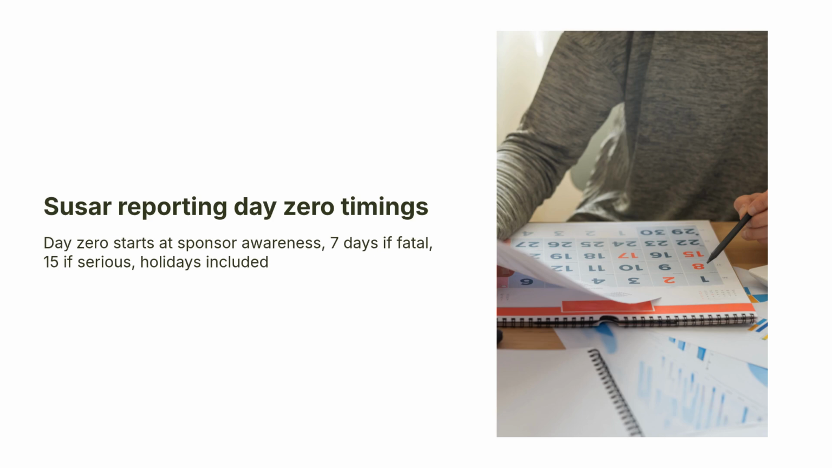Day 0 is when the sponsor first becomes aware of the minimum information, not when the event happened or when the site wrote it down. A serious but not life-threatening SUSAR is reported within 15 calendar days. A fatal or life-threatening SUSAR goes within 7 calendar days, with relevant follow-up in a further 8 days. Weekends and public holidays still count.